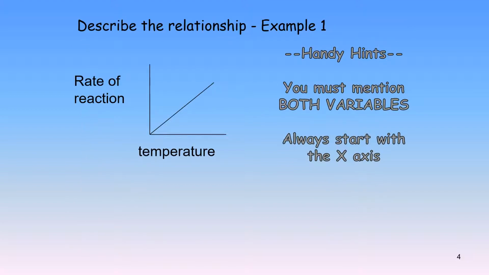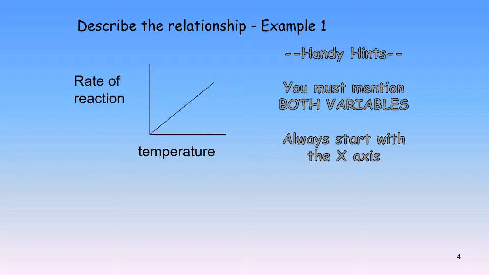So we've got an example here of an experiment that's looking at how temperature is affecting the rate of reaction. So temperature is our independent variable on the x-axis there, and then the rate of the reaction is our dependent variable on the y-axis. Now when you're describing a graph, you must make sure that you mention both variables and always start with the x-axis. It's a bit like reading a book. You always read from left to right. On a graph, you always start with the x-axis and then mention the y. So x before y in the alphabet, x before y when you're describing a graph.